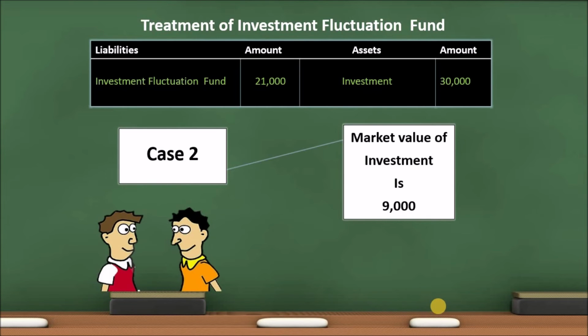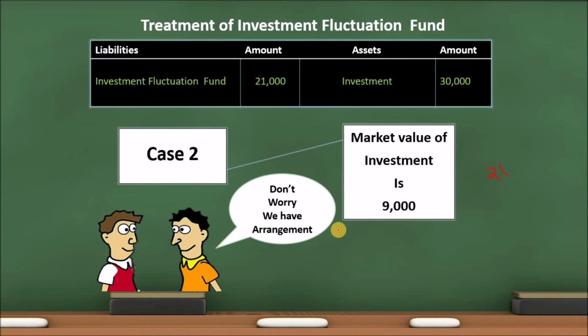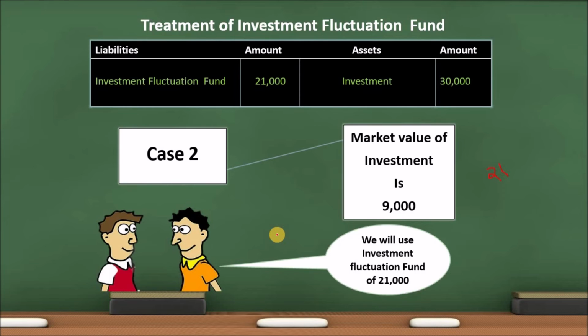Case 2, when the market value of investment is 9,000. Here you can see that the market value of investment has gone down drastically and there is a loss of rupees 21,000. Still Sohan is saying to Mohan, don't worry, we have an arrangement. We will use the investment fluctuation fund. We have 21,000, so nothing to worry.